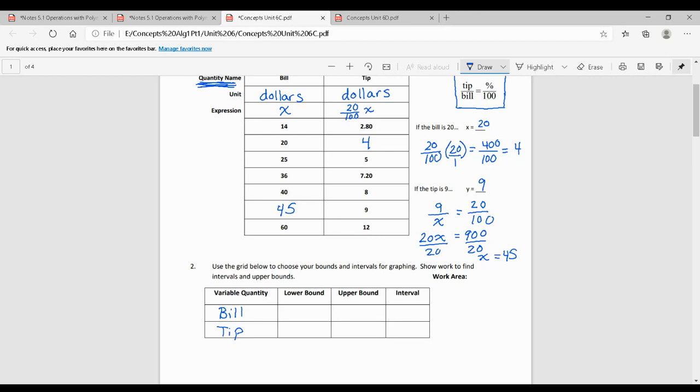Okay, now I'm counting on everybody to always have lower bounds, right? What do we have for those? Big old zeros, okay? Upper bound. Now for upper bound for bill, go look at the bill column. The highest number there is 60. For tip column, go look at the tip column. And that's in order too. The highest is 12.